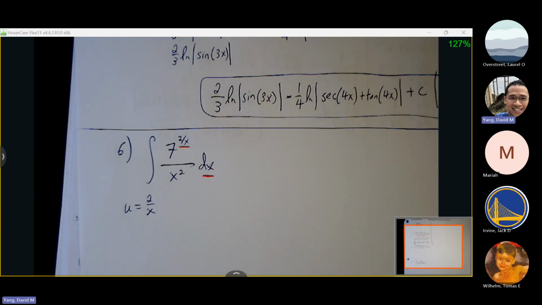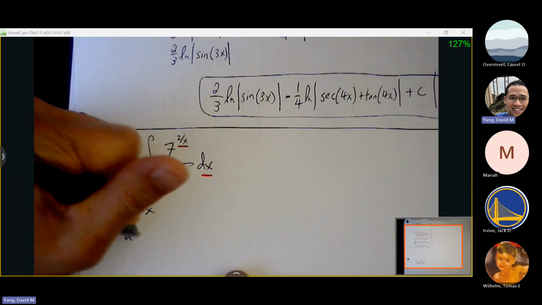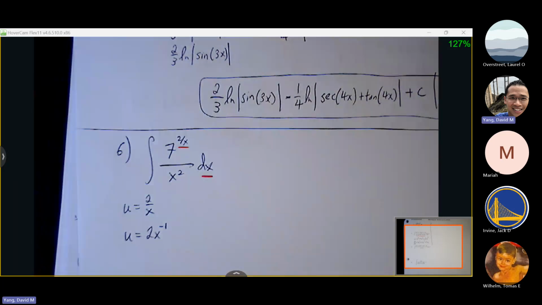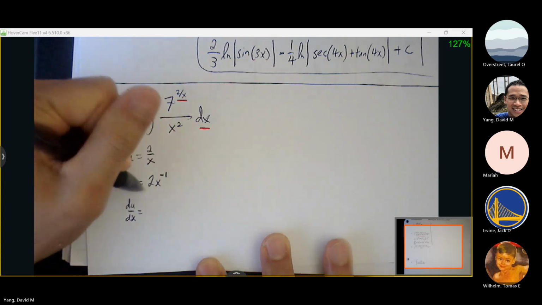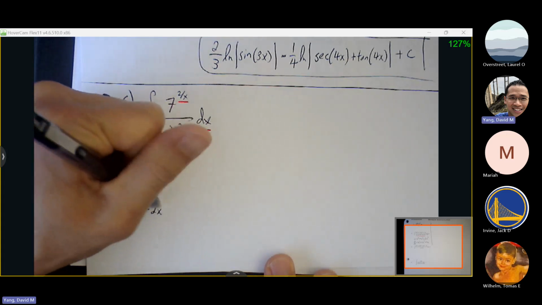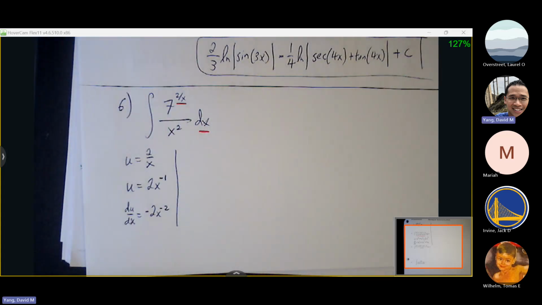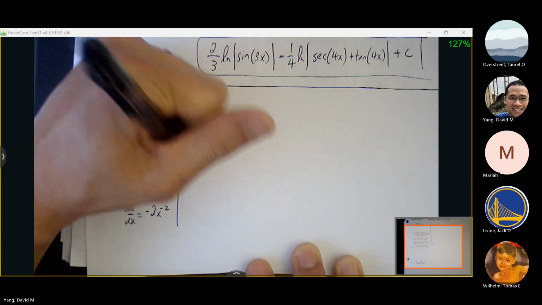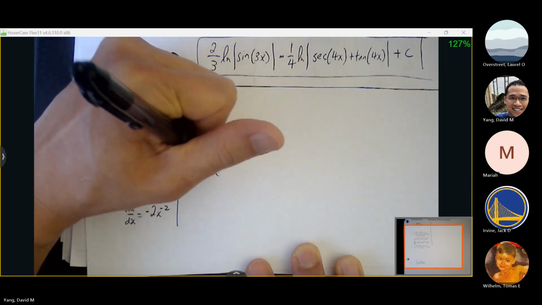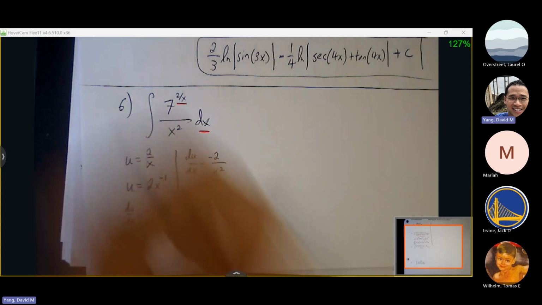Now 2 over x, it looks like quotient rule, but we prefer to avoid quotient rule if possible. So I'm going to bring that x up to the top so I can just rely on power rule for this derivative. The negative 2x to the negative 2. Let me do some cleanup before I cross multiply. I prefer to work with positive exponents if possible. So I'm going to bring that x back down. Okay, now I can cross multiply.